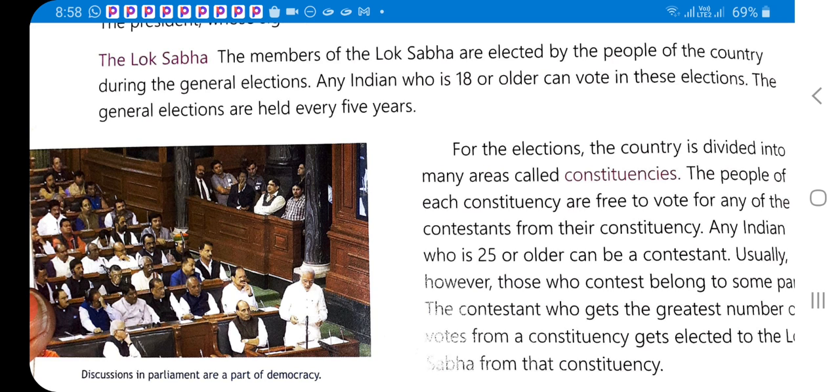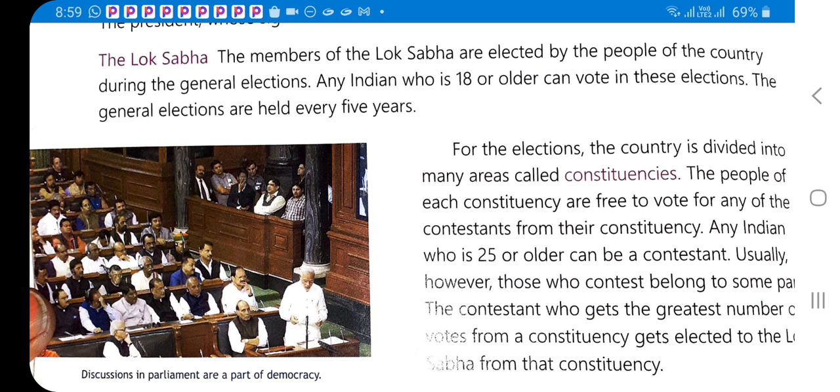Members of the Lok Sabha are elected by the people of the country during the general elections. The elections which are held after every 5 years in the country are called general election. And who can vote in these elections? Any Indian who is 18 or older can vote in these elections. These elections are held after every 5 years. For the elections, the country is divided into many areas called constituencies, and people of that constituency are free to vote for any of the contestants from their constituency or area.